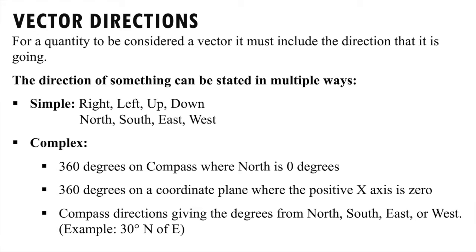There are some different ways to state vectors that are going at angles, such as saying it out of 360 degrees on a compass where north is 0 degrees. Or you could go 360 degrees on a coordinate plane where the positive x-axis is 0. Or you could use compass directions where you're giving the degrees off of the north, south, east, or west axis on the compass. An example of how this would be phrased would be 30 degrees northeast.